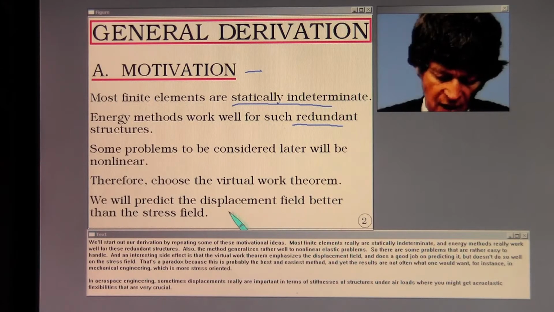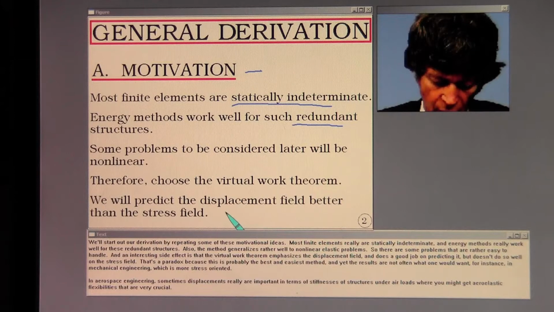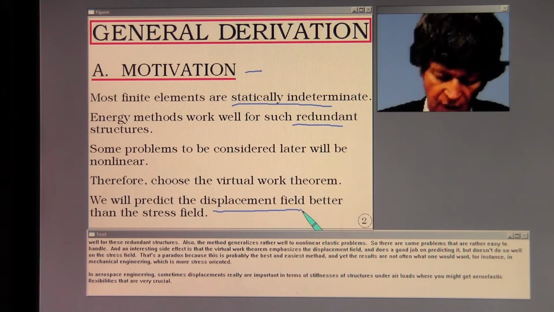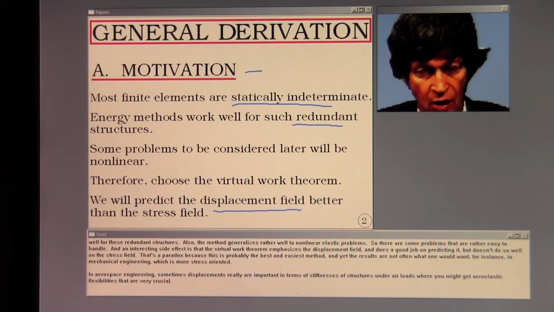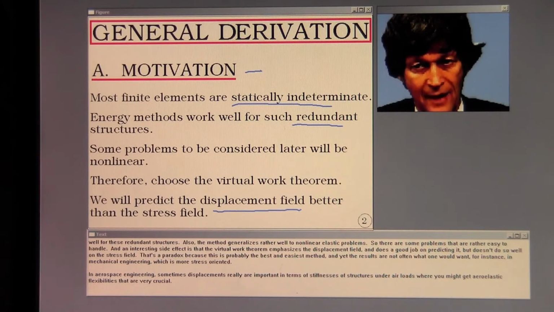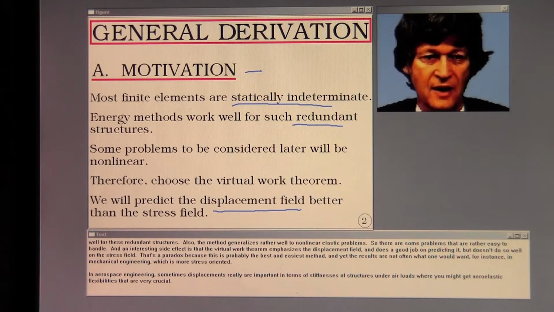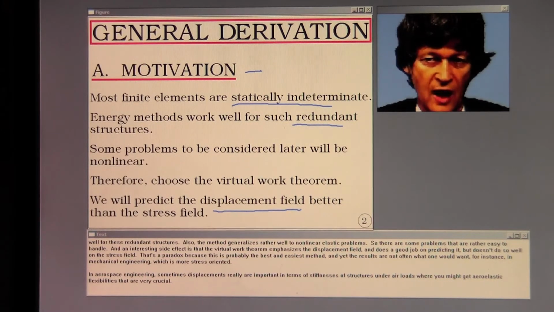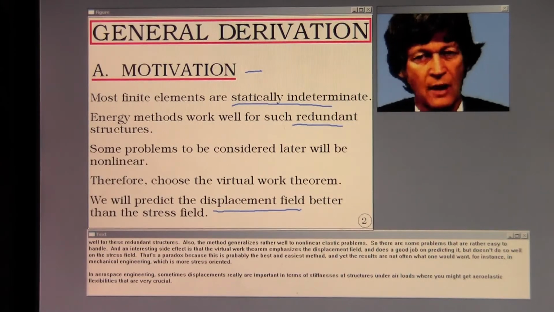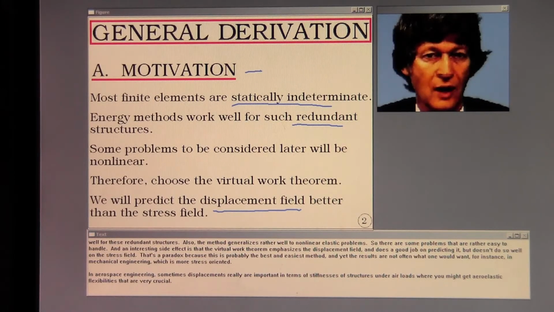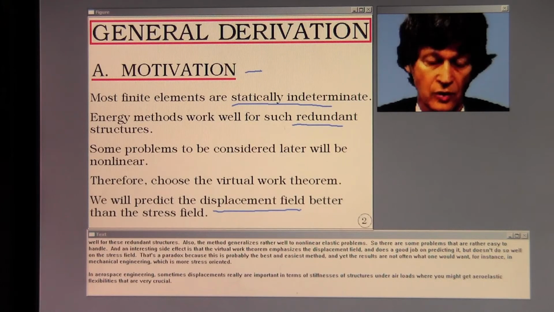And an interesting side effect is that the virtual work theorem emphasizes a displacement field and does a good job on predicting it, but doesn't do so well on the stress field. That's a paradox because this is probably the best and easiest method, and yet the results are not often what one would want, for instance, in mechanical engineering, which is more stress-oriented. In aerospace engineering, sometimes displacements really are important in terms of stiffnesses of structures under air loads, where you might get aeroelastic flexibilities that are very crucial.